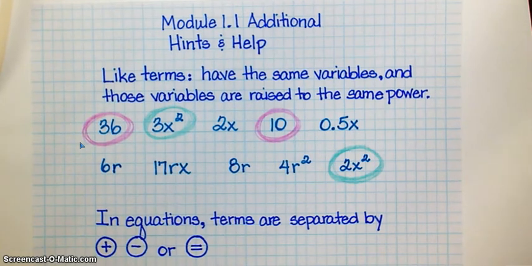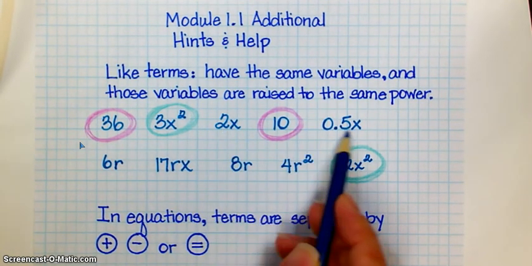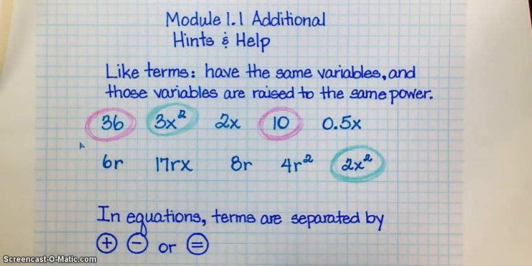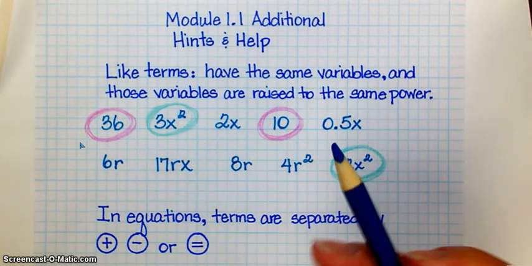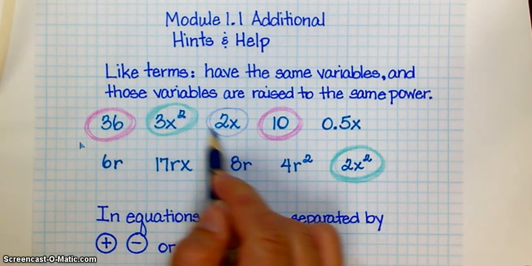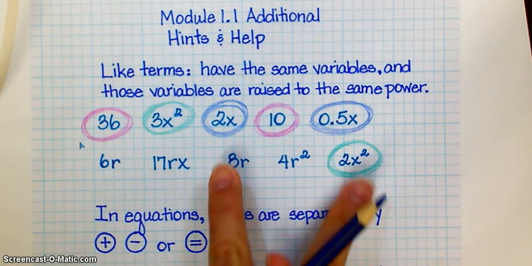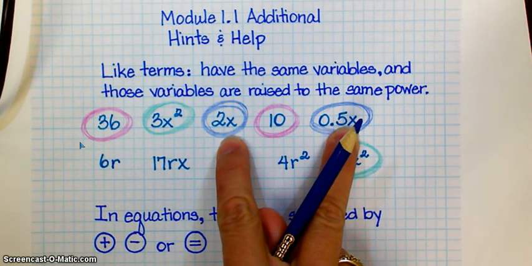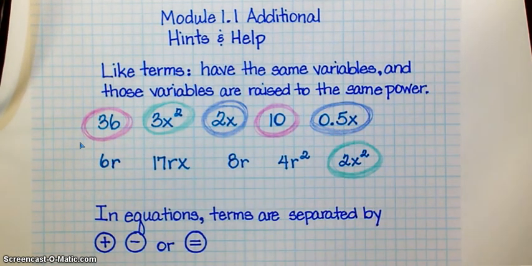Okay, let's see. Next I have 2x. So I'm looking through my list. Do I have any other ones with the same variable raised to the same power? This has x raised to the first power, or just x. This one has x raised to the first power, or just x. So 2x and 0.5x are like terms. If I wanted to, I could combine those if they were both positive, and that would just be 2.5x once I combined them.